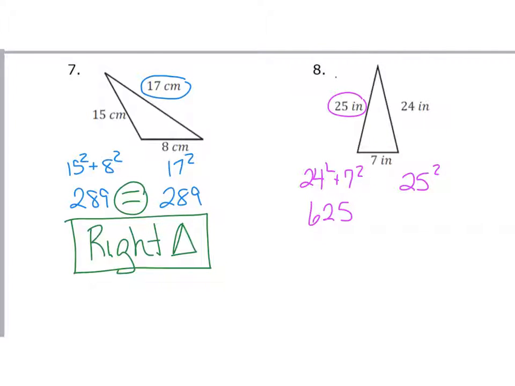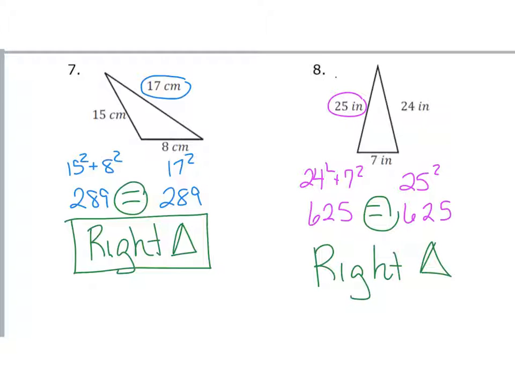25 squared is also 625. So again, for the second time, I've got an equals, which means this is also classified as a right triangle. Okay, so again, this is just to show you that even if it looks obtuse or it looks acute, you have to go with the math. You can't trust your eyes. You trust your math, don't trust the eyes.